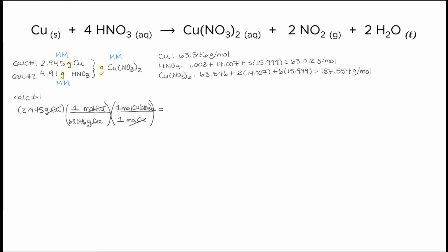and then check our sig figs. We have 4 sig figs in our original value, 5 sig figs in molar mass. Stoich is exact. So our final result will be rounded to 4 sig figs. And when we do the math, 2.945 divided by 63.546, we get 0.04634 moles of copper 2 nitrate.